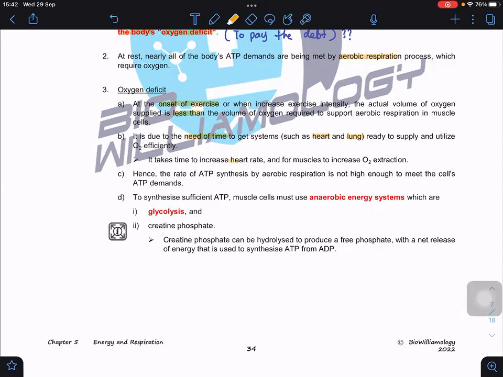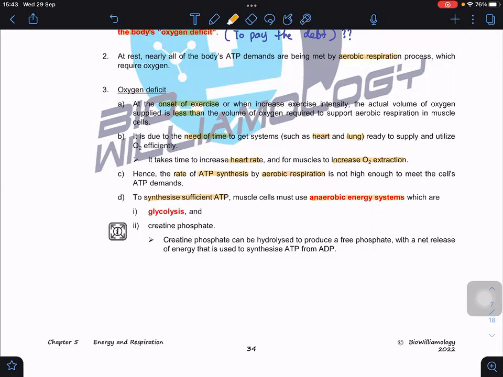It takes time to increase the heart rate, and to increase the breathing rate, so that muscle can increase the O2 extraction. This one we're going to learn in chapter 6, how we can extract more O2 from hemoglobin during vigorous exercise. So the rate of ATP synthesis by aerobic respiration cannot meet the demand. Therefore, to synthesize sufficient ATP, our body needs to utilize an anaerobic energy system.